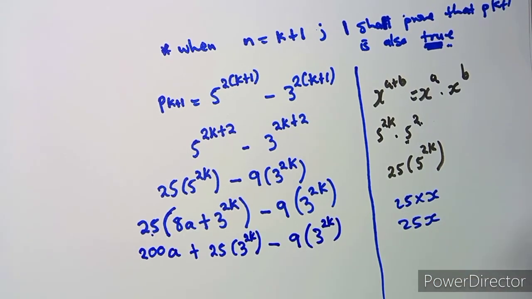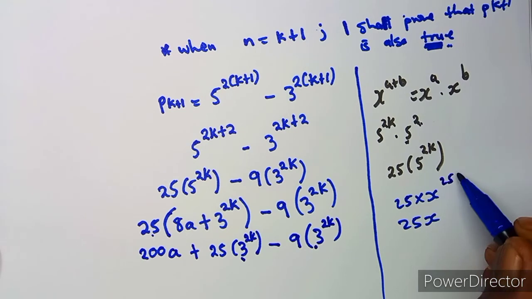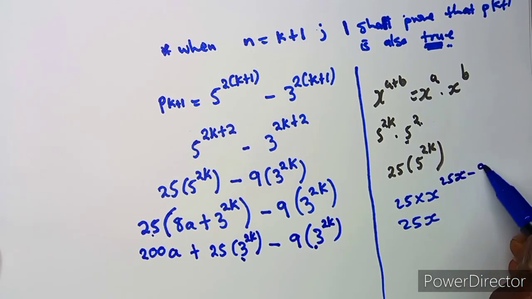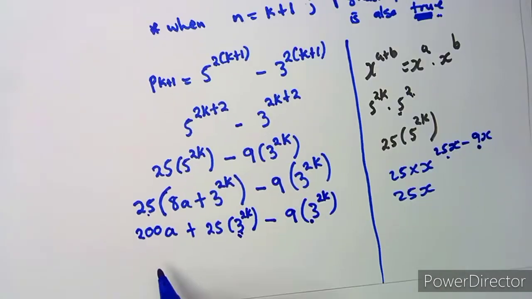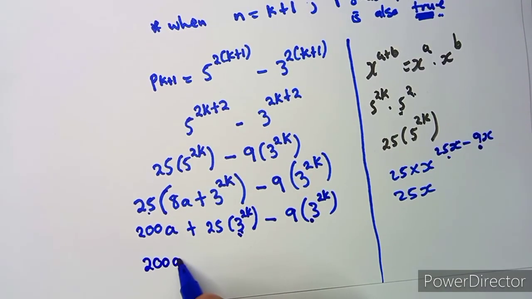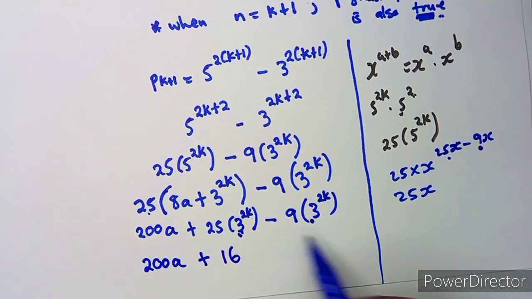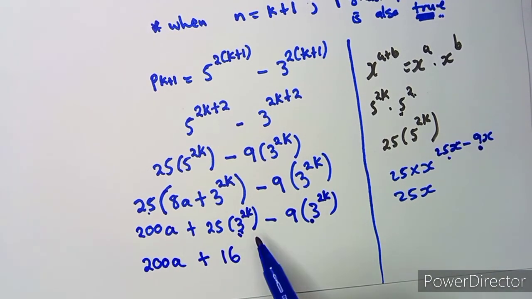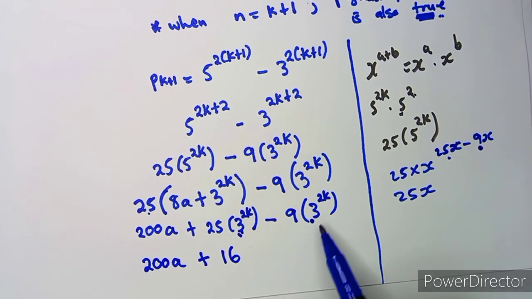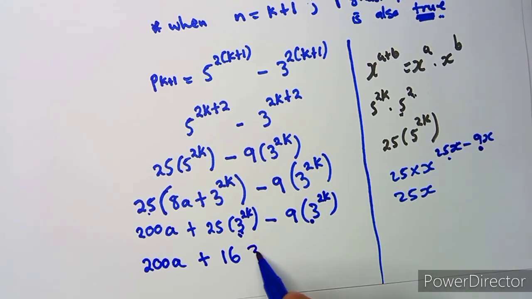Now the question is, can I simplify? Yes, I can, because this is just like x. It's just like 25x minus 9x. You can't leave something like this. You subtract, because these are like terms. So I'm going to obtain 200a plus 25 minus 9, which is actually 16. So this is 16 in this case, into 3 to the exponent of 2k.